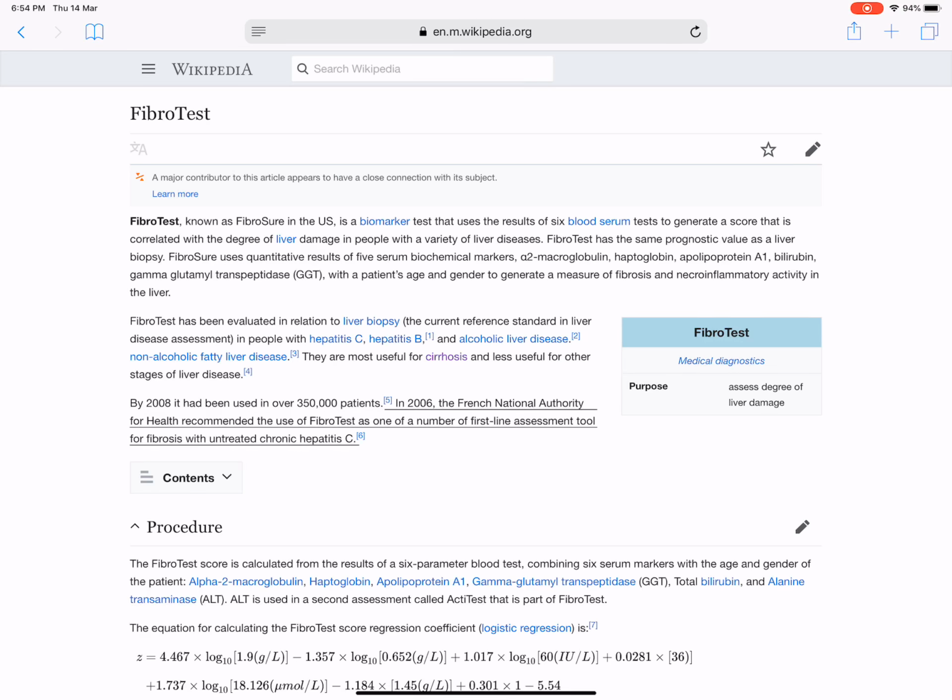In 2006, the French National Authority for Health recommended the use of FibroTest as one of a number of first-line assessment tools for fibrosis with untreated chronic hepatitis C.